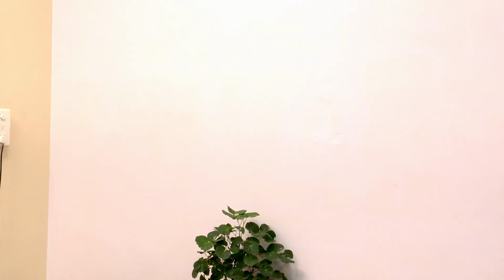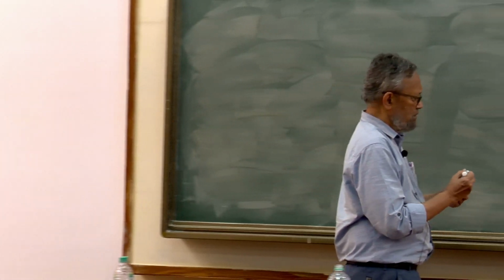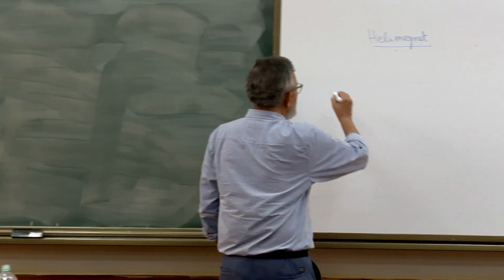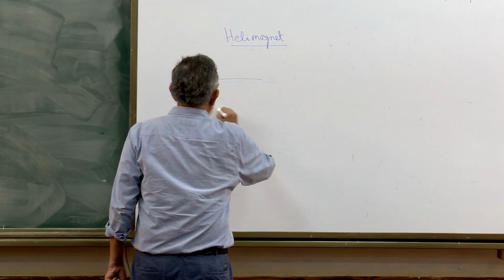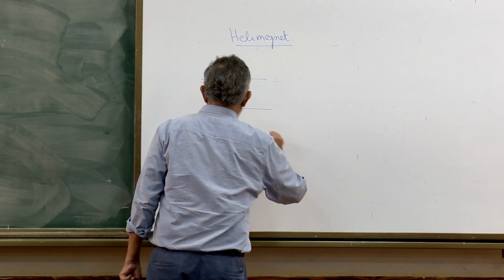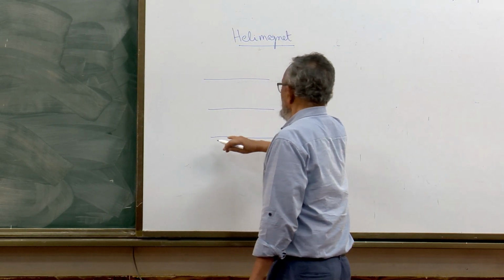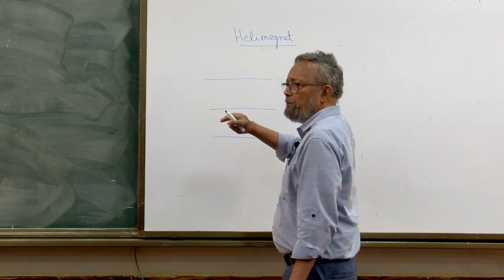So spin spirals are heavy magnets, isn't it? Somewhat like that, yeah. Let me just mention what he talks about. It's a layered material, so there are these planes which are parallel to each other.